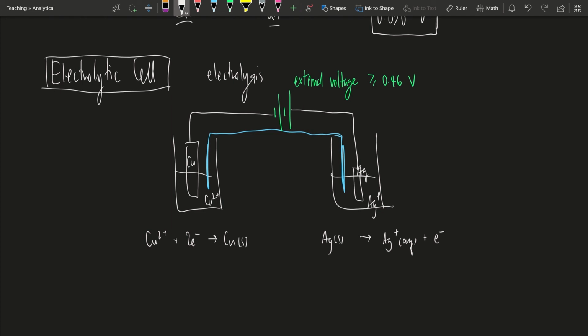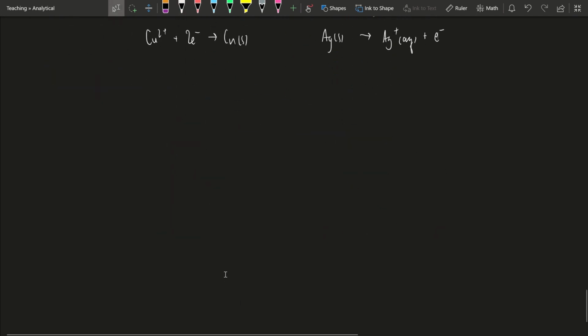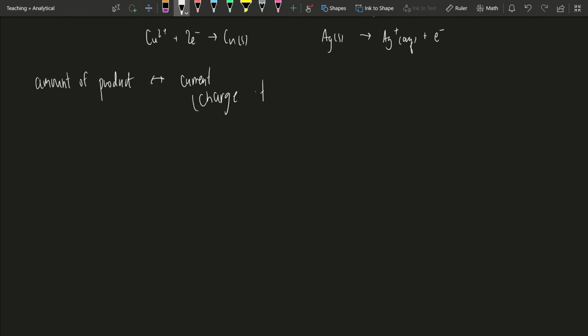But what we are more interested in here is the amount or magnitude of current needed to drive the electrolysis. You may not be familiar with the words, but I think you have calculated this before in your Gen Chem. The relationship between the amount of product and the current, or actually charge and time, is controlled by something called Faraday's law of electrolysis.